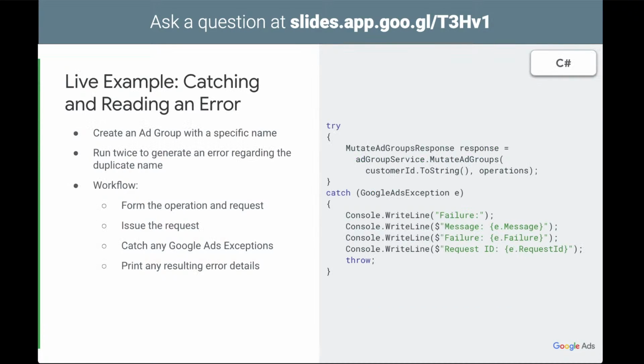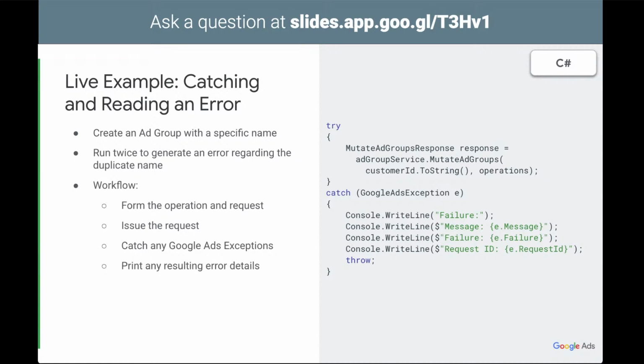I'd like to now turn to a live example. We'll put together a simple request to Google Ads API where we create an ad group with a specific name. We'll see that it'll work perfectly fine the first time, but if we were to run it again, we'd get a similar error to the one we saw in the previous slides about a duplicate name.